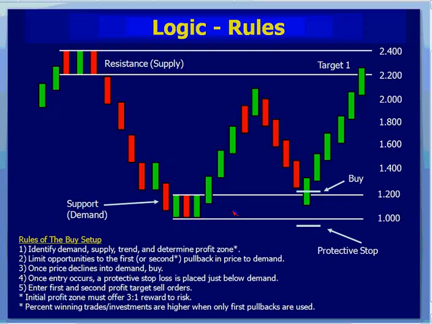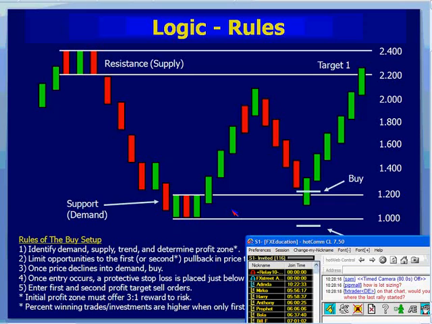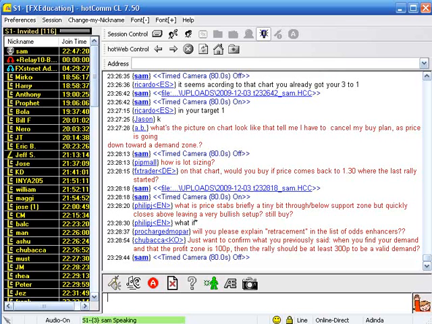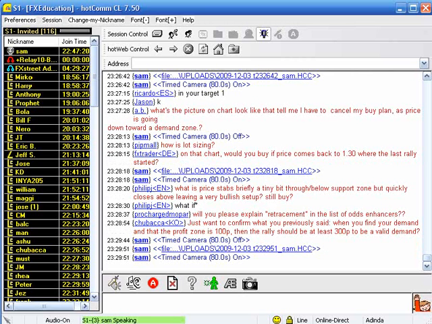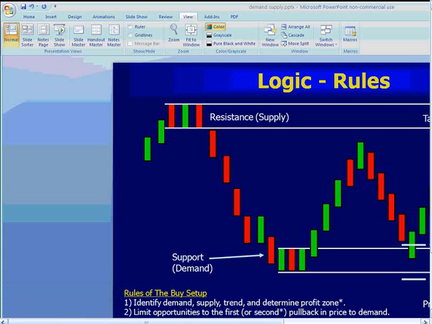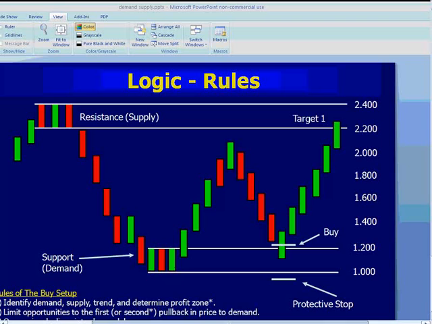So Pitmull, measure the distance from entry to protective stop, and then calculate your position size. You're doing that to make sure you never risk a higher percentage of your account than you're willing to. So you might say, I'm only going to risk 1% of my account on every trade. You're going to come up with that number and do the simple calculation to make sure you never have more than that at risk.